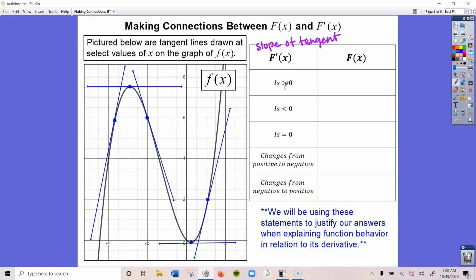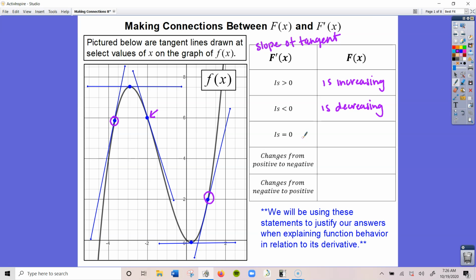So for when f prime is greater than 0, meaning that the slope of the tangent line is positive, you'll see that the slope of the tangent line is positive here and here. And at both selected values of x, we notice that f of x would be increasing. That means that when the slope of your tangent line is negative, so right here, our function is decreasing.